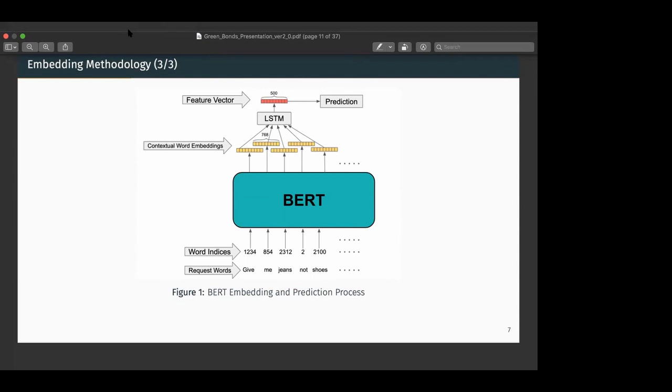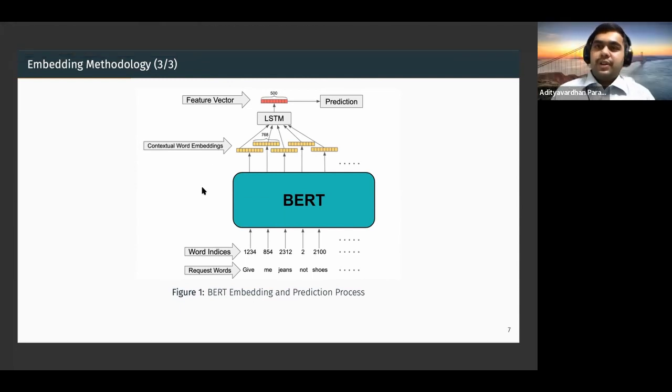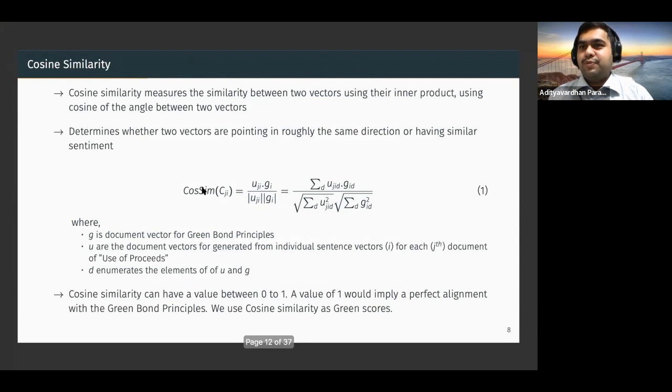Sorry, please go ahead. So now we have contextual word embeddings based on the use of proceeds. Now, using this formula of cosine similarity, we identify how close they are to the benchmark. This can have a value of 0 to 1, where a value of 1 would imply a perfect alignment with green bond principles. For a robustness check, we also confirmed that there is no value of 1 except the benchmark, which indirectly means that no issuer has just copied the text from the benchmark.